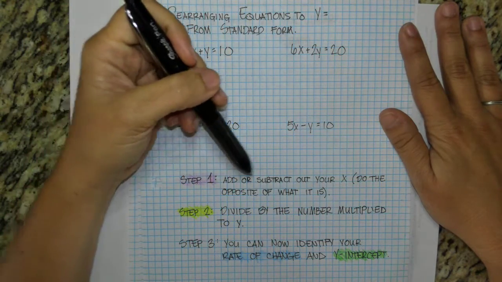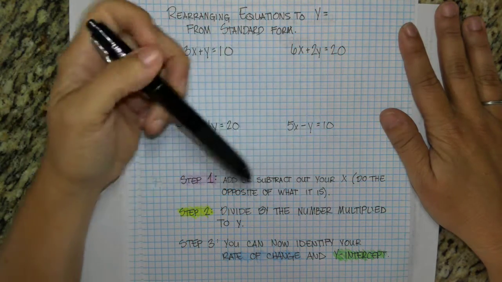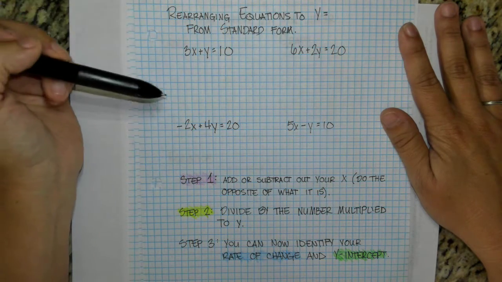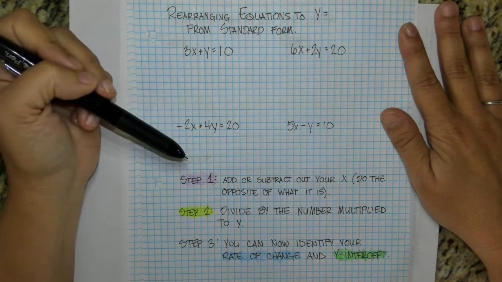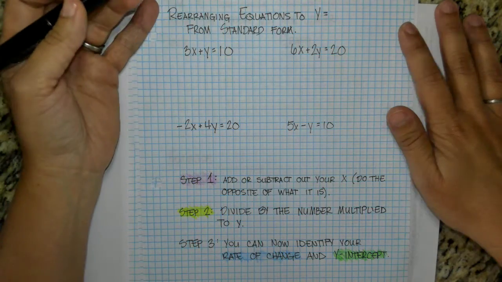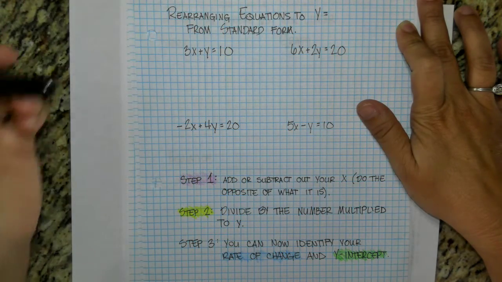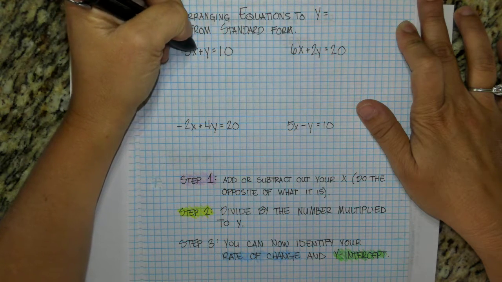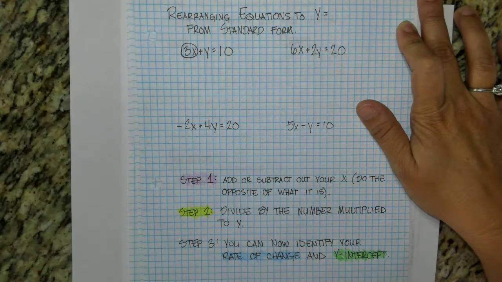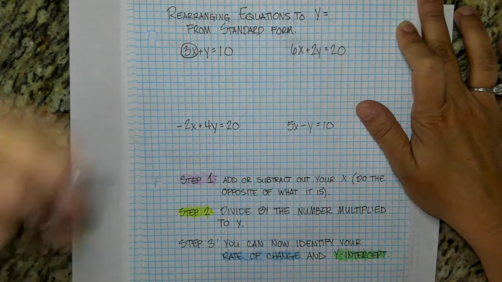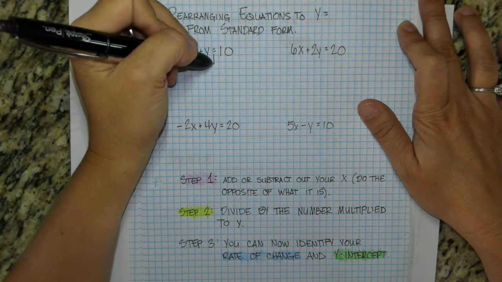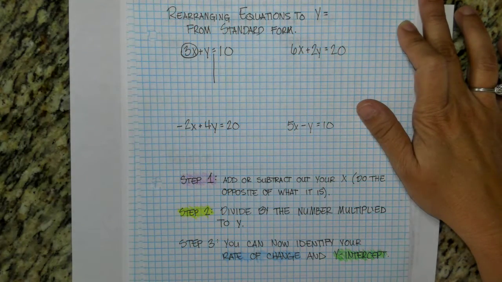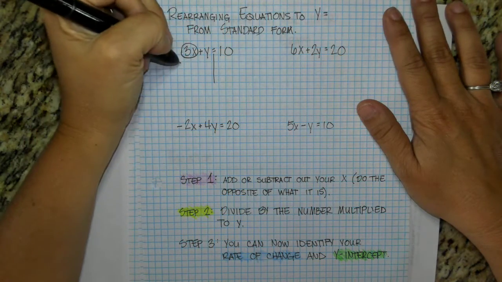Step 1, add or subtract out your x. So we're going to do the opposite of what it currently is. And whatever we do to one side, we have to do to the other. So looking at this first equation, my x here is actually 3 times x, so 3x. And I want to get rid of it so that I can get y by itself. I like to draw a line down the equal sign, so whatever I do to one side, I do to the other.